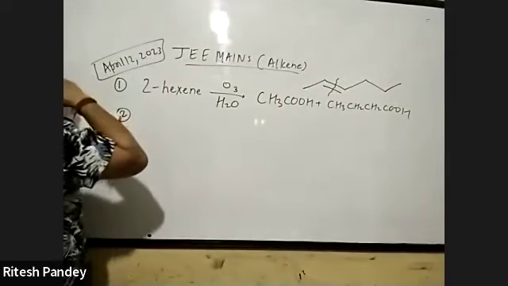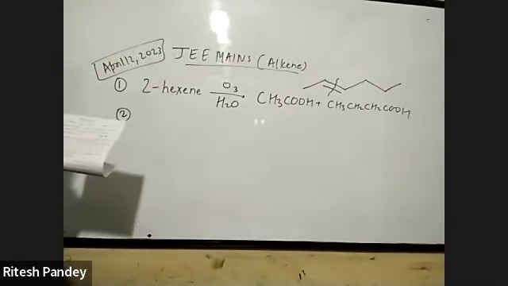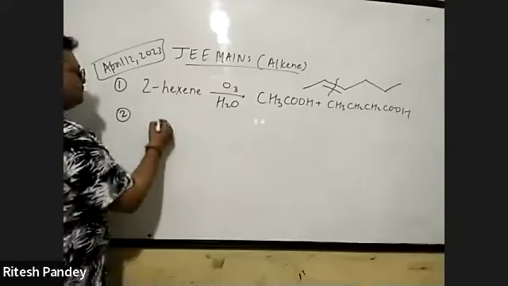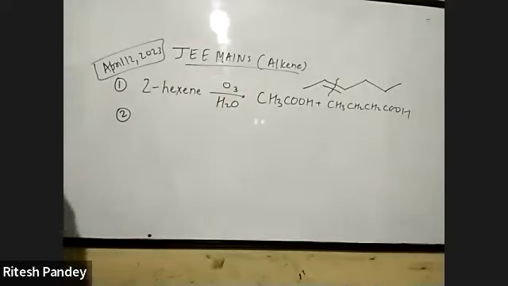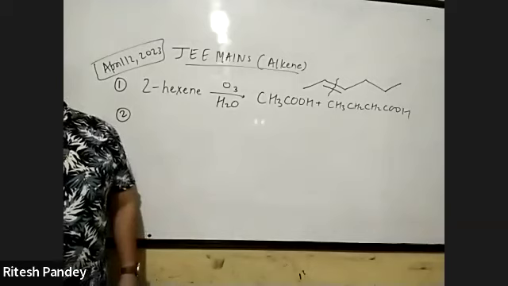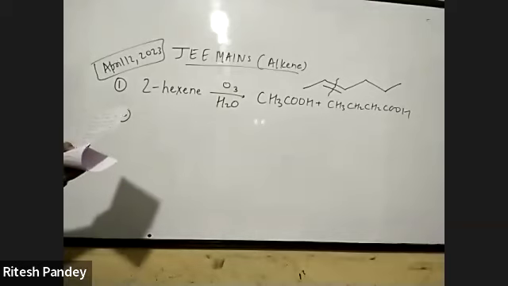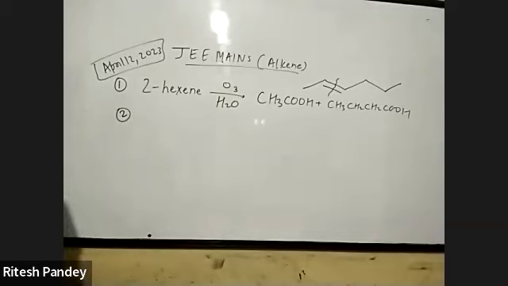Question 1 came in April 12, 2023. Question 2: what is the molar mass of the hydrocarbon which on ozonolysis consumes 1 mole of O3 and gives 1 mole each of ethanal and propanone? Come on, tell me, what is the answer to this? 70. Yes, Abhishek is giving me the right answer.